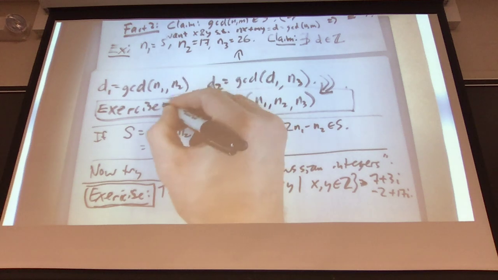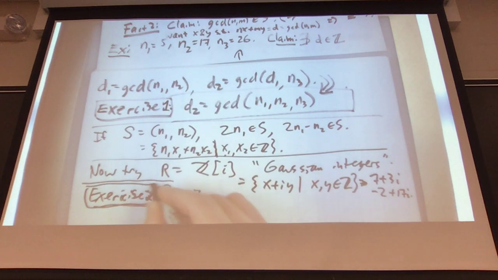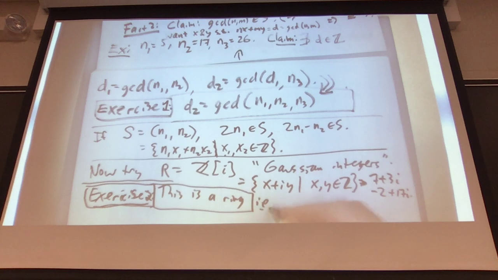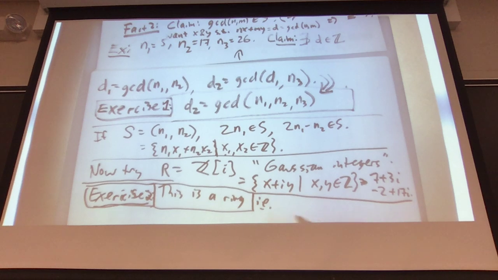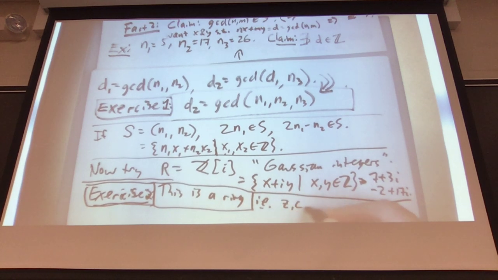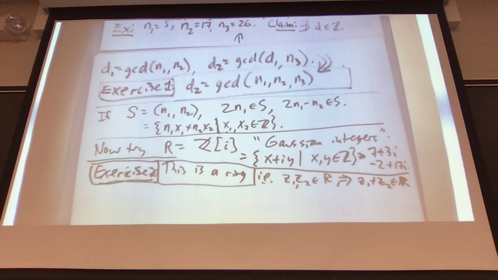This is exercise 1. This is exercise 2. This is a ring. What do we need to show to see that it's a ring? The sum of two z1, z2 in this ring implies z1 plus z2 is in the ring. This is not hard, you just do it coordinate by coordinate. And z1 times z2 is in the ring.